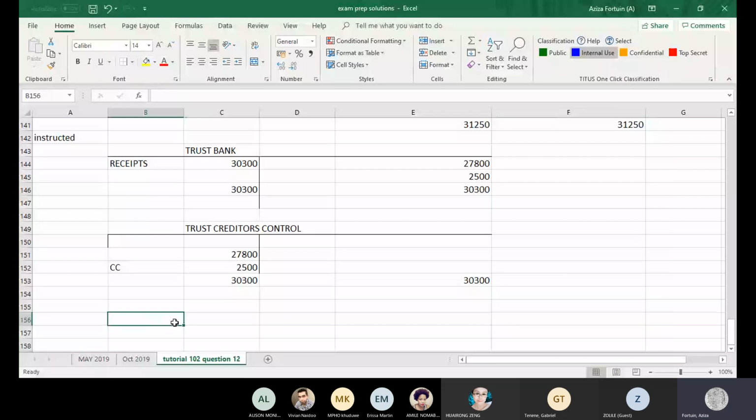This client control account is not right. I'm going to take this home for homework. This client control is not right. The client control, we must balance out at 2.5.